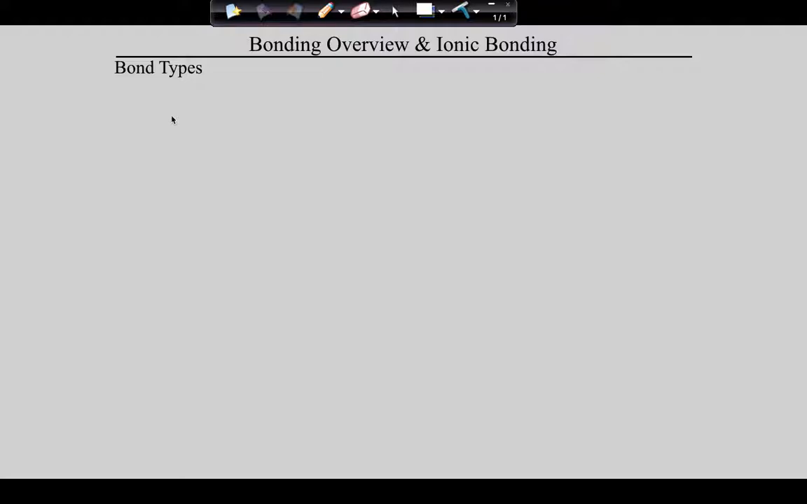But guys, we're now going to, for the next few minutes, do sort of a 30,000-foot review of bonds. So we're going to first of all define what a bond is, then we're going to talk briefly about covalent and metallic, and then we're going to do a deep dive today on ionic and talk about the energies of ionic bonding, and that'll then be our day.